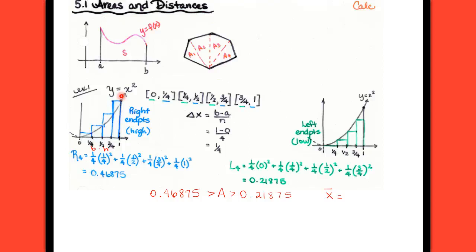So to calculate the actual area of that rectangle, I would just say base times height. So the base is just going to be my change in x, the 1/4, and the height is going to be this y value. Now, how am I going to find a y value?